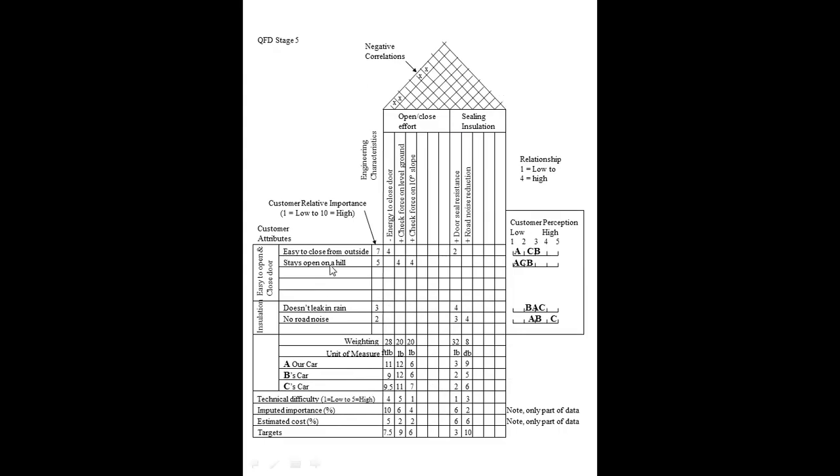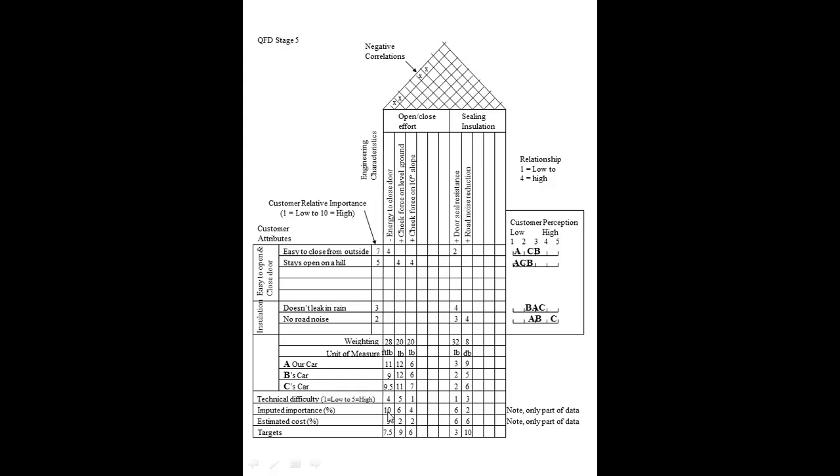A bit further, now we've got more information. We've got technical difficulty. This comes from a particular car manufacturer, and they decided to put in things like this. If we wanted to improve, and it's a 1 to 5 scale, then how difficult might these things be to do? And imputed importance as a percentage. Now you'll bear in mind that I did say this is only part of a much larger QFD diagram, and if you add these up they obviously don't come to 100, but if we had the whole diagram then they would add up to 100.